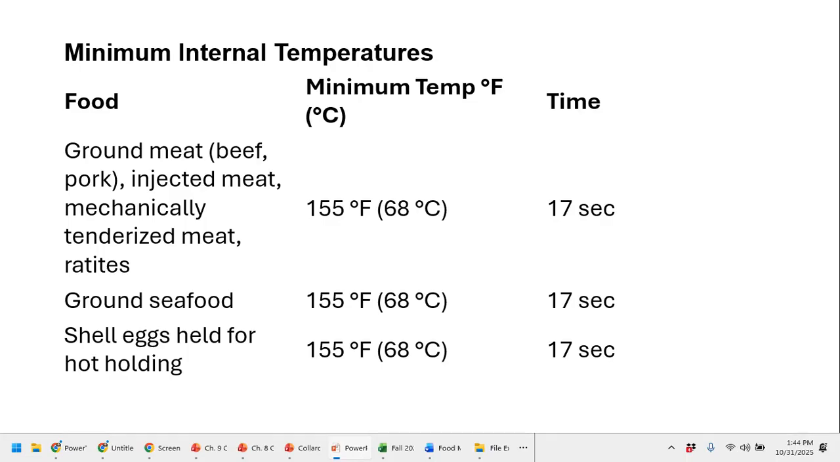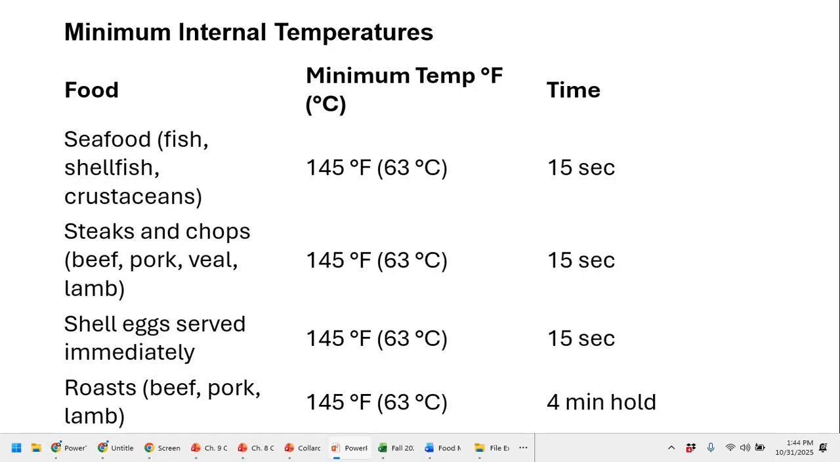And then shell eggs for hot holding. Remember, we've talked about this a couple of times. When we've got shell eggs that are going to go on a buffet, we must cook those to at least 155. Then if you look down close to the bottom of this one, just to talk about eggs again, if we are serving the eggs immediately, 145. Okay, because there's less risk there because there's no time involved.